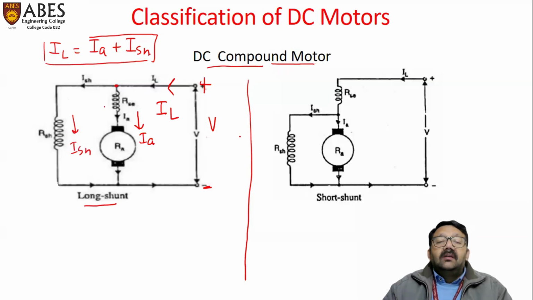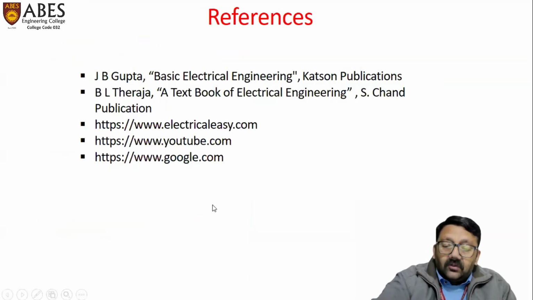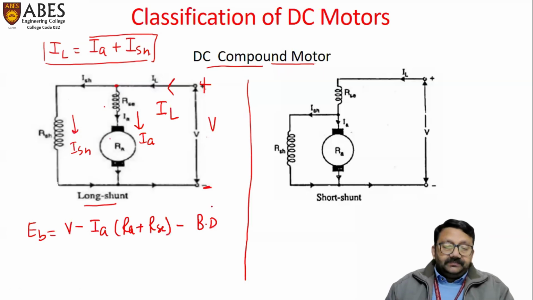Now the relation between V and EB. EB is the back EMF, which is given by EB is V minus IA into (RA plus RSC) for this long shunt, minus brush drop. So this is the relation between supplied voltage and back EMF for a long shunt compound motor. Here BD is the brush drop.